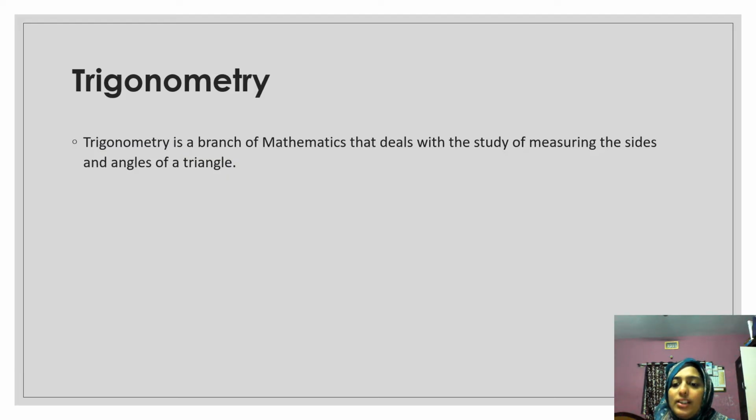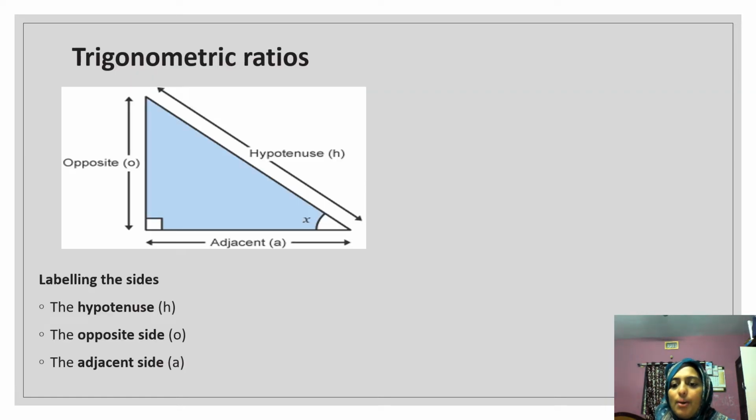So first we'll see what is trigonometry. Trigonometry is nothing but measuring the sides and angles of a triangle. Then we'll have trigonometric ratios. Trigonometric ratios are the ratios of the lengths of the sides with respect to its acute angles. So we have basically 6 trigonometric ratios, that is sine, cosine, tangent, cosecant, secant and cotangent.